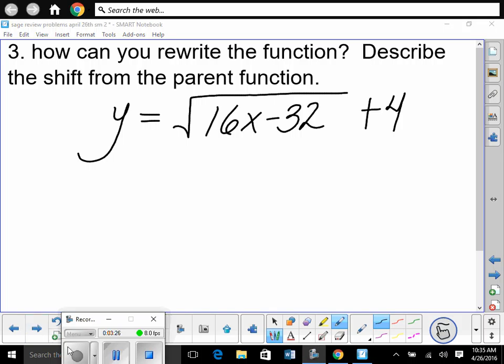Hey, this one should, like I said, slap you in the face. We've done it so many times. We have y is equal to the square root of 16x minus 32 plus 4. It says determine the shift from the parent function. It even gave you a hint. In the instructions, it says rewrite it so that you can determine the shift.